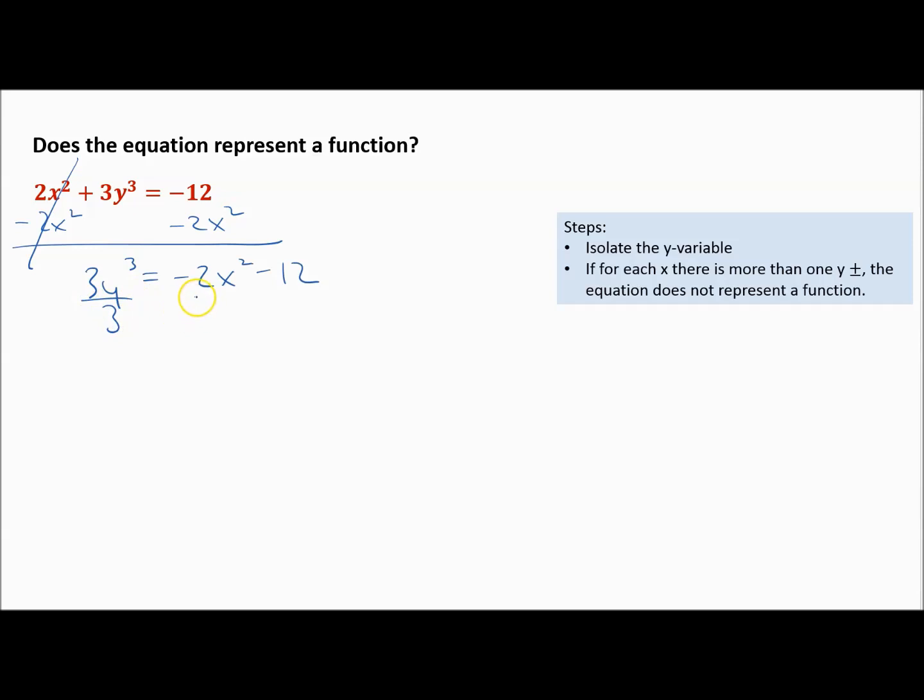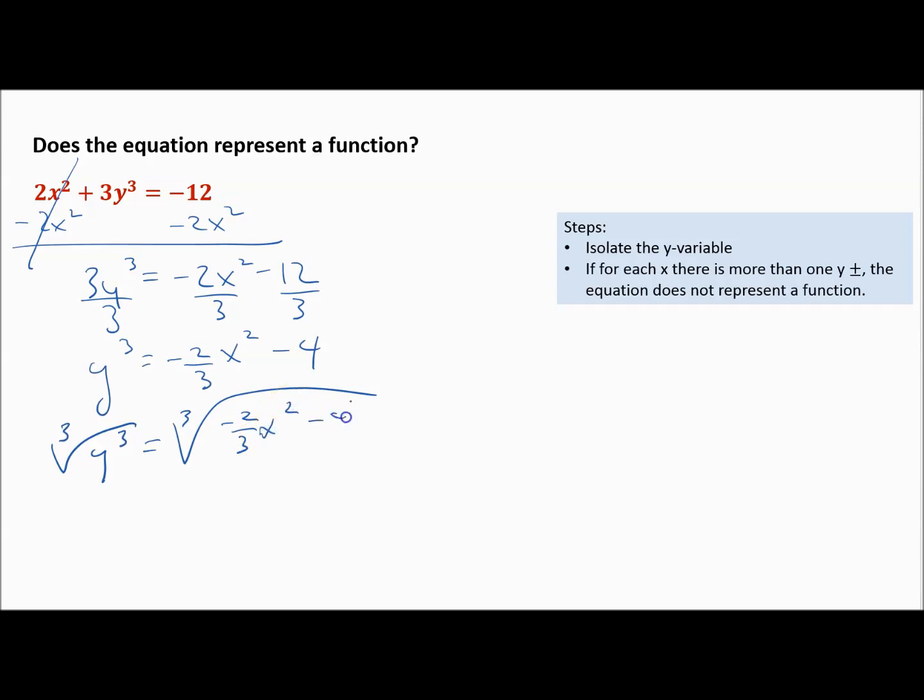I divide everything by 3. That gives me y to the third equals negative 2/3 x squared minus 4. Now, very similar to when we had a y squared in our problem, we have to take the square root of both sides. In this case, we have to take the cubed root of both sides. Okay, so I do the cubed root of y to the third is equal to the cubed root of negative 2/3 x squared minus 4. So the cube and the cube root cancel to give me y equals the cubed root of negative 2/3 x squared minus 4.